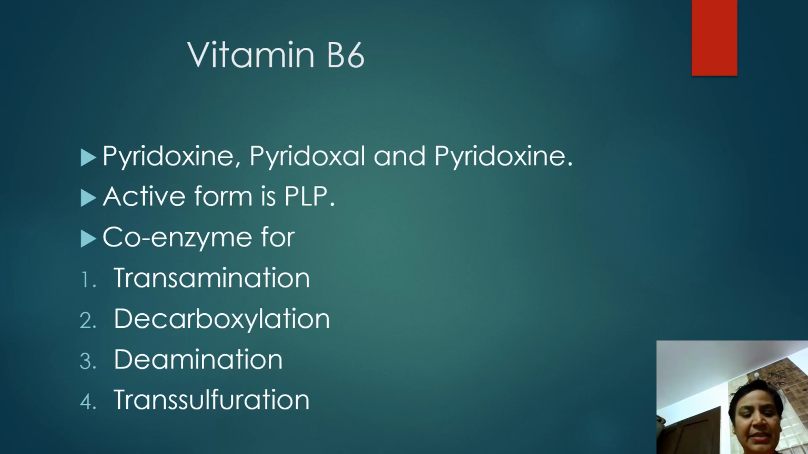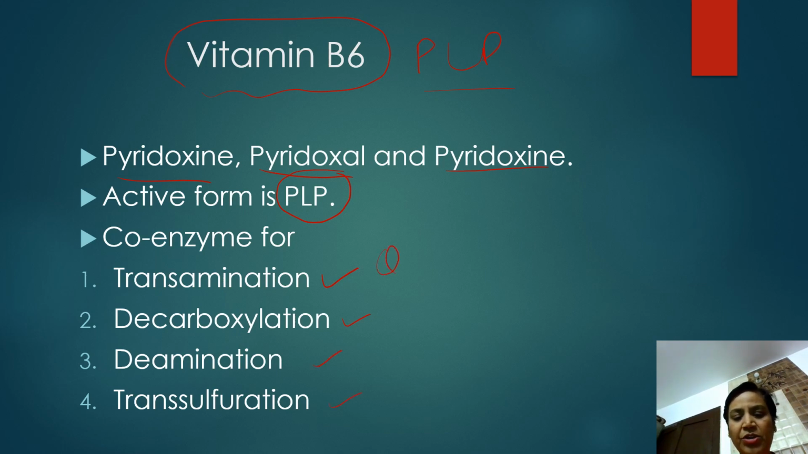Next vitamin is vitamin B6, commonly known as PLP, pyridoxal phosphate. Its forms are pyridoxine, pyridoxal, and pyridoxamine. But when it starts acting in the body, it is always in the form of PLP. Now this is a coenzyme for transamination, decarboxylation, deamination, and transsulfuration.